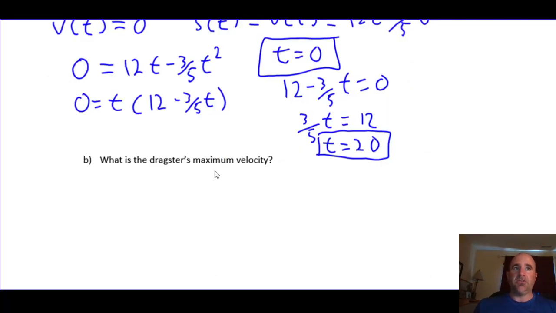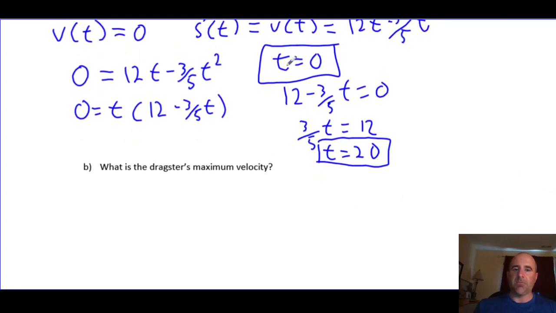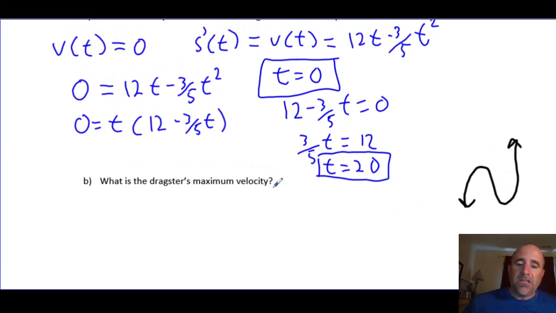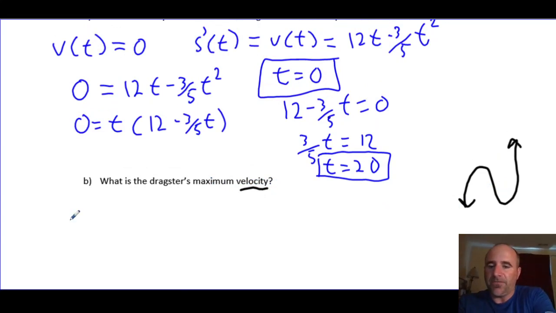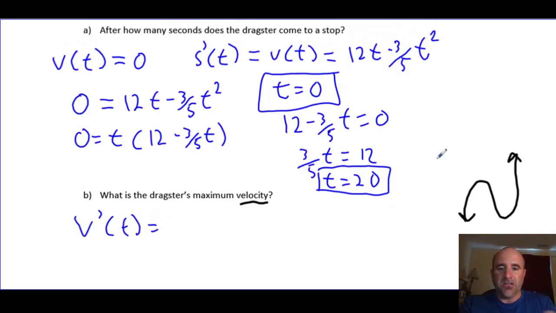What we can do instead is say, okay, if you want to know the maximum of a function, any function, any curve, you can look at its derivative and see when its derivative is equal to 0, and that's a possible maximum value. So we need the derivative of the velocity function. We actually need to look at the acceleration, or v prime of t. V prime of t, we take the derivative of this equation that we used up here, is going to be 12 subtract 6/5 times t.